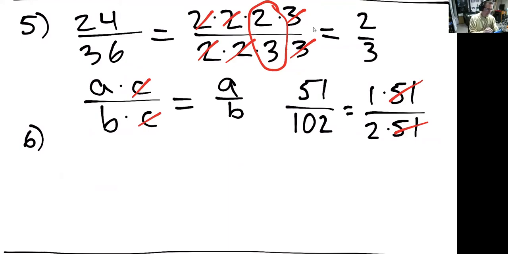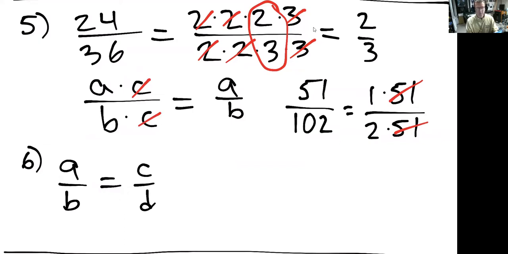The next and last property that we're going to talk about here with fractions and properties of real numbers is something called a proportion. So a proportion is actually an equality. It says two fractions are equal. Let's say A over B is equal to C over D. If we know this is true, A divided by B equals C divided by D, then there is something else that is true.